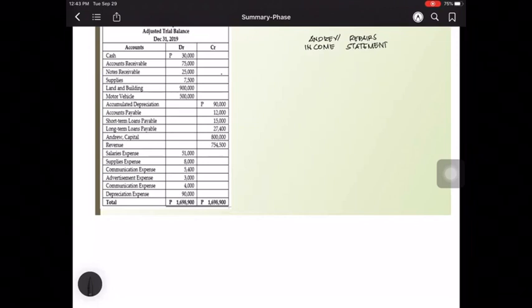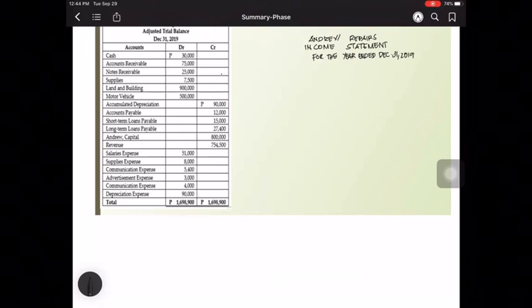So income statement, then since these are nominal accounts, they are only applicable or they are only existing for a particular period of time, and that could be only for the year ended December 31, 2019. Just fix this one, it should be centered.